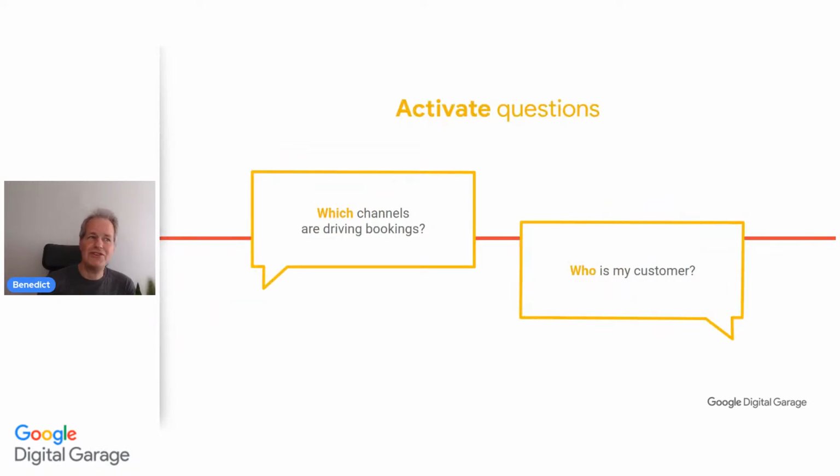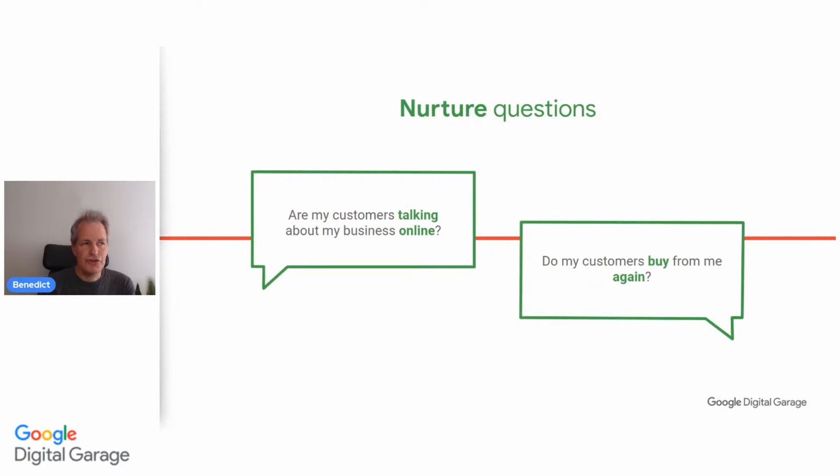Activate questions: which channels are driving bookings? And then also, who is my customer? What information can I put together? Can I build a real persona to really get an idea? The more information you can get, the better. And then nurture questions: are my customers talking about my business online? And do my customers buy from me again?